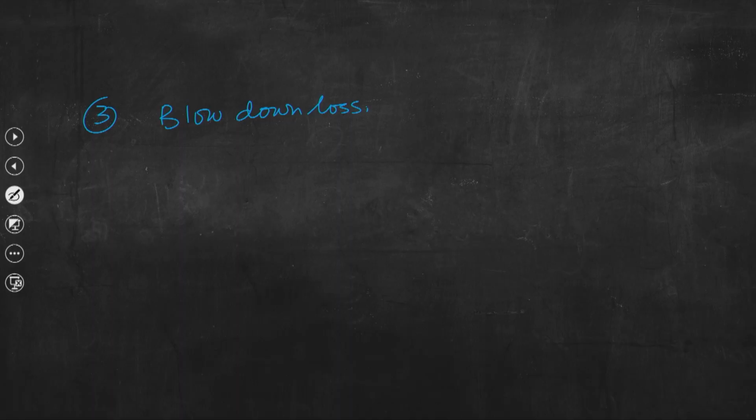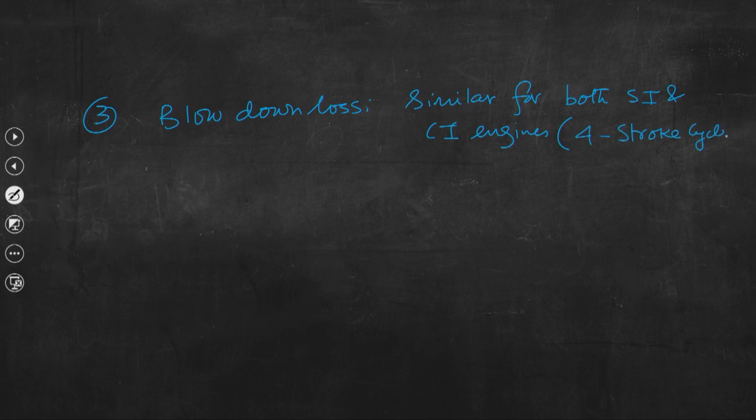So, let me write this: blowdown losses are similar for both SI and CI engines, certainly if the engines are 4-stroke cycle engines. But this part is significant for 2-stroke cycle engines.